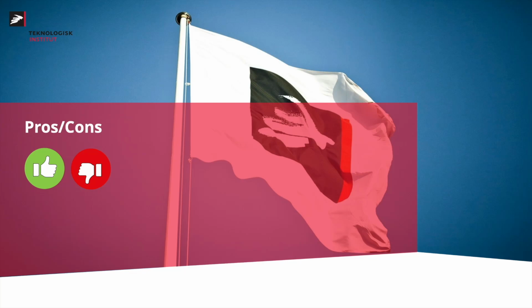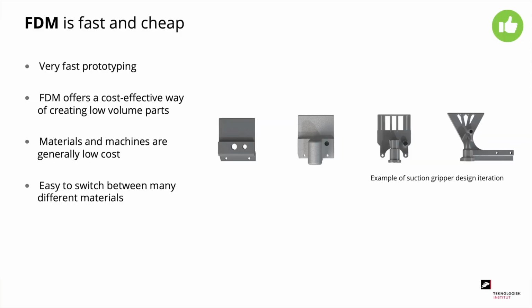Now it's time to have a look at the pros and cons of the FDM technology. The main advantage of FDM printing is that it's fast and it's cheap. It is a very fast way of making prototypes, and the machines can be used to make cost-efficient parts at low volume. Also, the materials and the machines are generally very low cost, and it's easy and fast to switch between different materials.